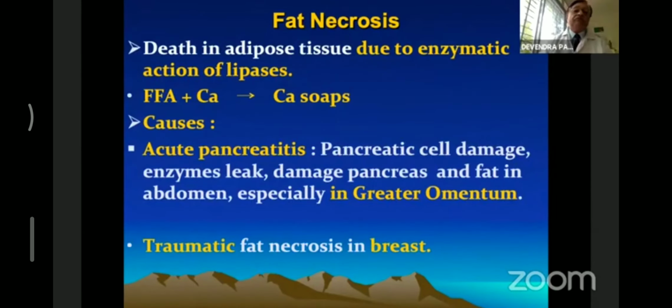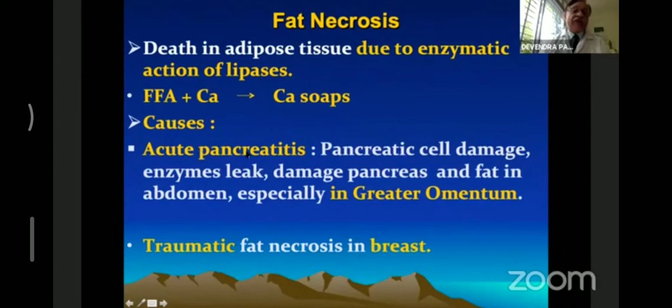Okay. So next one is the fat necrosis. Fat necrosis is basically death of the adipose tissue, which is present because of the enzymatic digestion that occurs in the fat. Free fatty acids are formed which combine with calcium to give rise to calcium soaps.